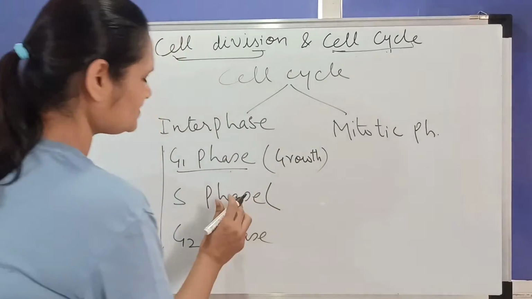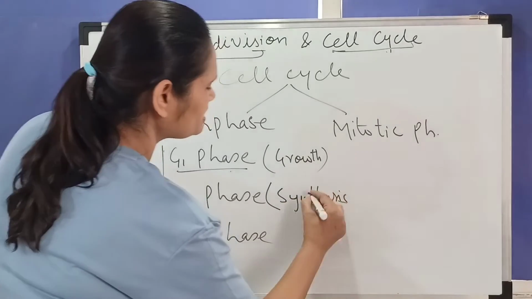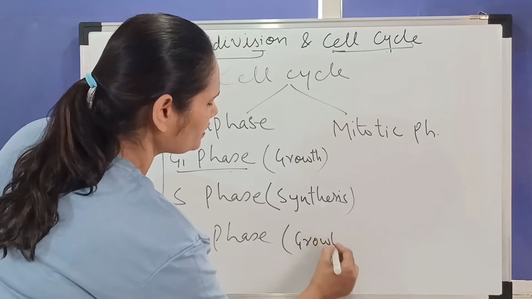And then S phase is the phase of synthesis. S stands for synthesis and G2 is growth 2 phase. Again, G is for growth.